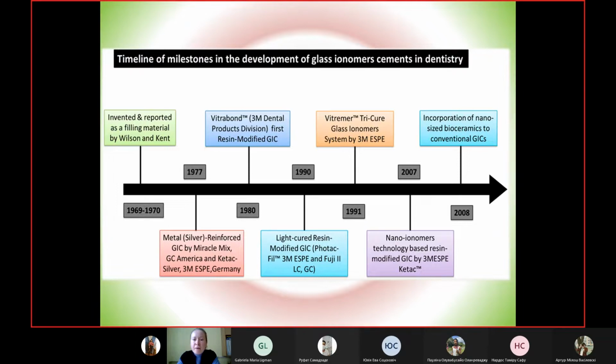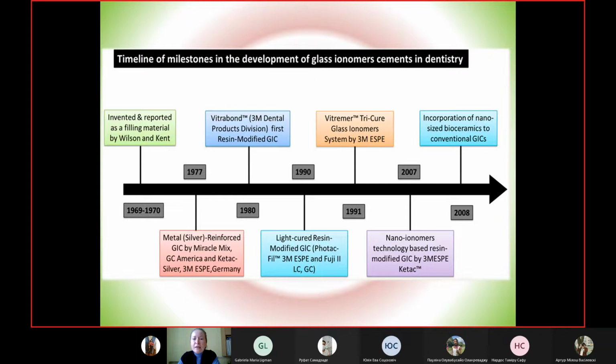And later, the company 3M ESPE introduced resin into glass ionomer cements, and the introduction of resin makes them easier to manipulate, more aesthetic, and at the same time they start to be stronger.